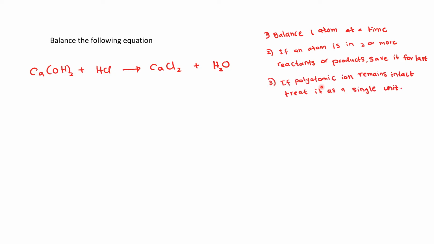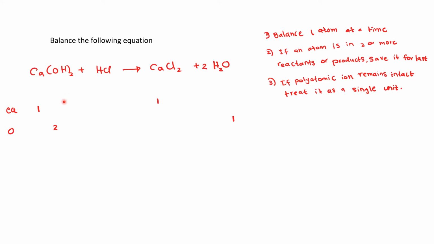If a polyatomic ion remains intact, treat it as a single unit. So let's start with calcium. You can see you have one calcium in the reactant side and one calcium in the product side. So it is good. Let's go to oxygen.